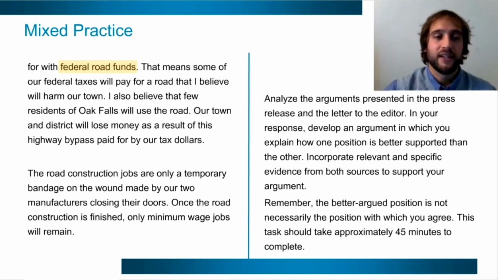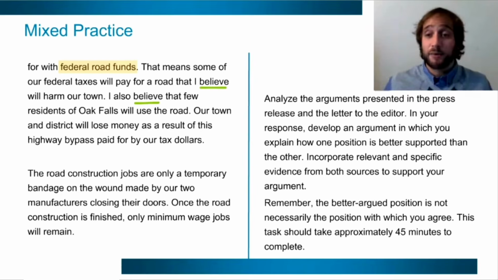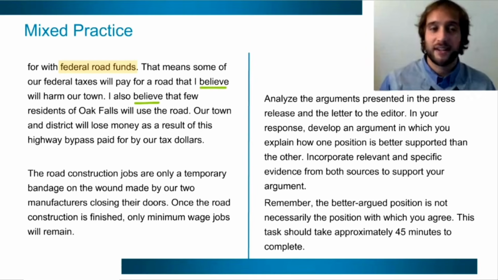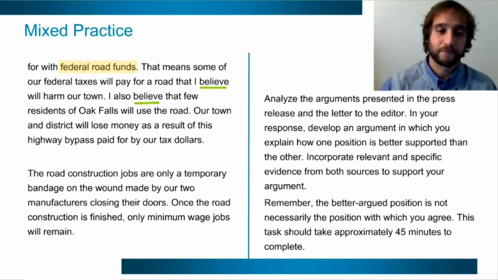Okay. Next thing we also get is another belief. We get a couple beliefs here in a row. The belief is that the people from Oak Falls won't use the road. Now, it's a belief, it's not a fact. But you could say that, hey, this person lives in the town. Maybe this person knows a little bit more about these people than does the representative Walls.